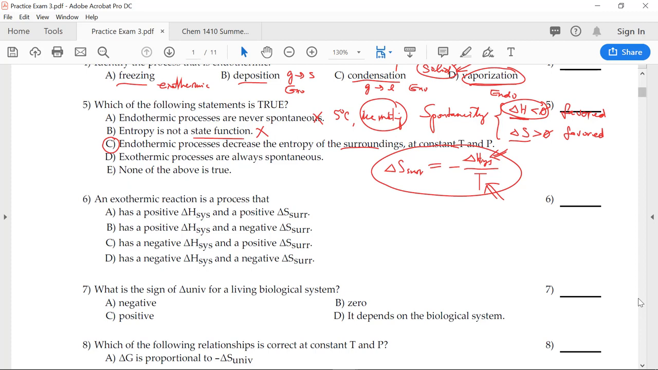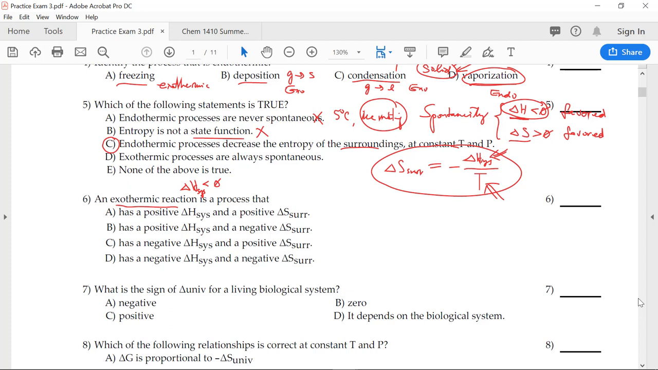Let's look at question number six. An exothermic reaction is a process that... So basically here, we are trying to relate, first, what is an exothermic reaction? For an exothermic reaction, that means that delta H is going to be smaller than zero. Sometimes we write the subscript sys to indicate specifically this is delta H for the system, but you don't have to write delta H sys, you can simply write delta H is smaller than zero.